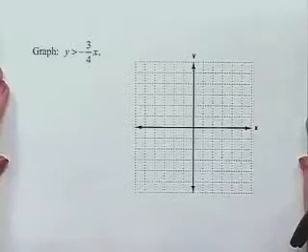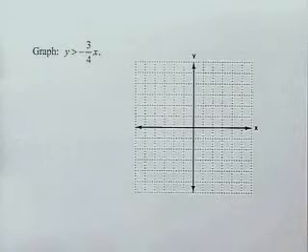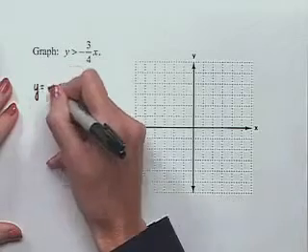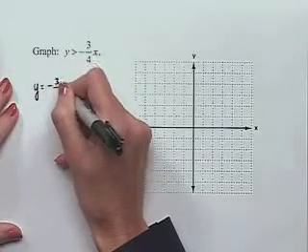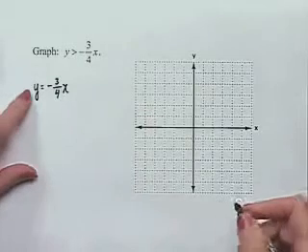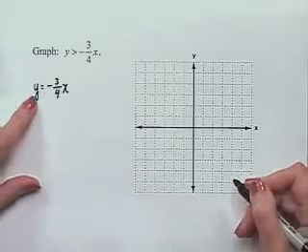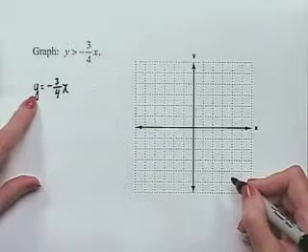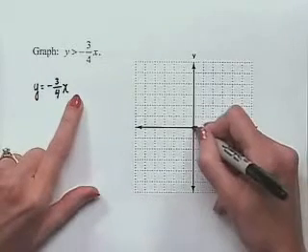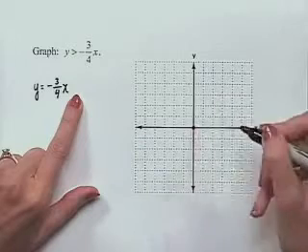Now here's another linear inequality problem. Graph y is greater than negative 3/4 x. We begin by looking at the equation y equals negative 3/4 x. This is going to give us a border between two half planes. We can graph this using the slope-intercept format. We notice that the y-intercept is going to be 0. Let's plot that point. It's right on our origin.